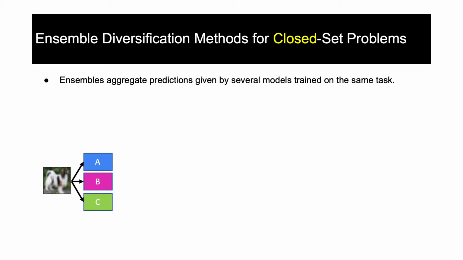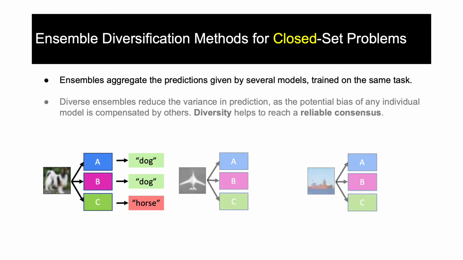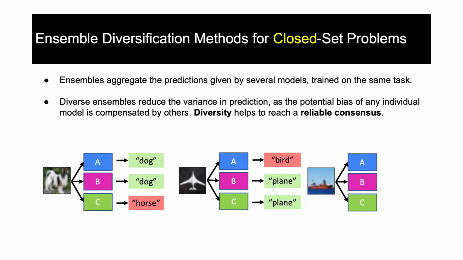Ensembles aggregate predictions given by several models trained on the same task. Diverse ensembles reduce the variance in the prediction, as the potential bias of any individual model is compensated by the others. Diversity helps to reach a reliable consensus.